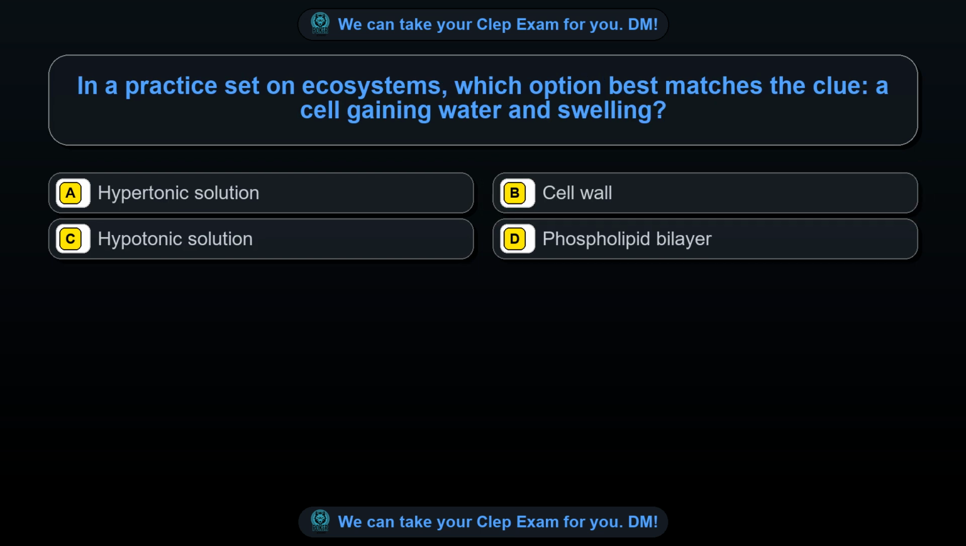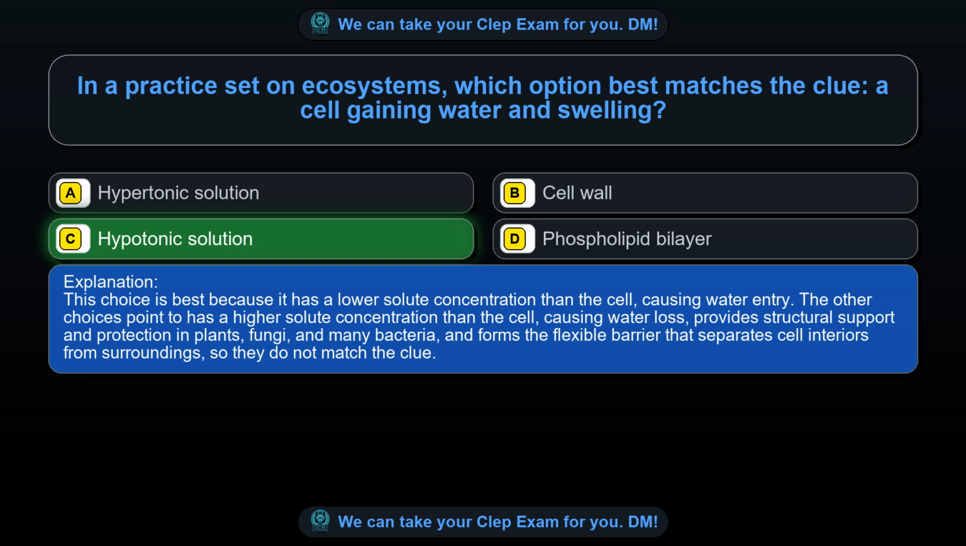Question 17. In a practice set on ecosystems, which option best matches the clue a cell gaining water and swelling? Option A, hypertonic solution. Option B, cell wall. Option C, hypotonic solution. Option D, phospholipid bilayer. The correct answer is option C, hypotonic solution.